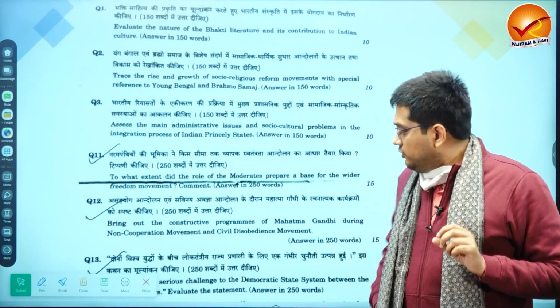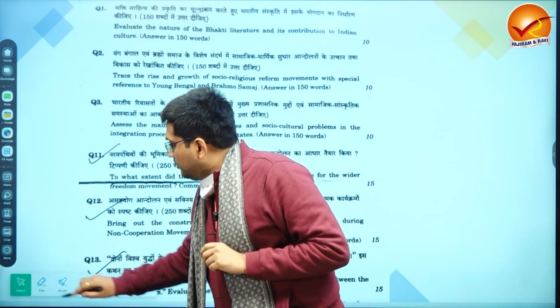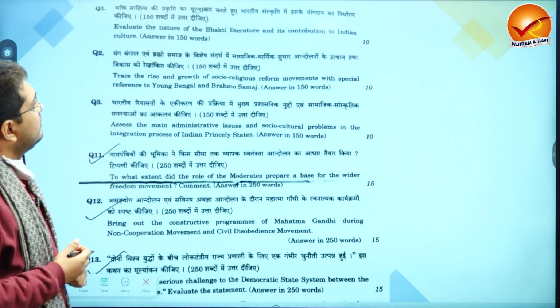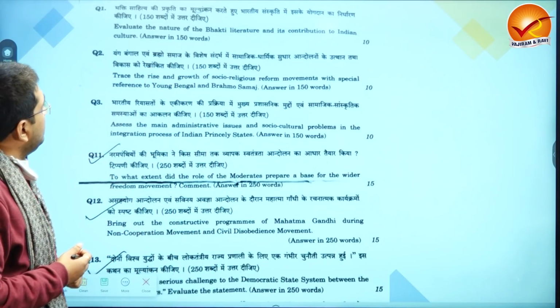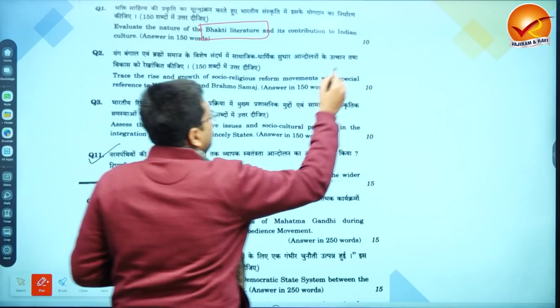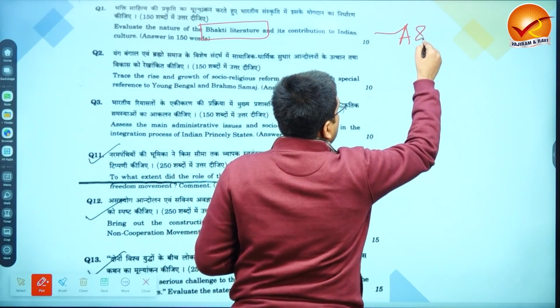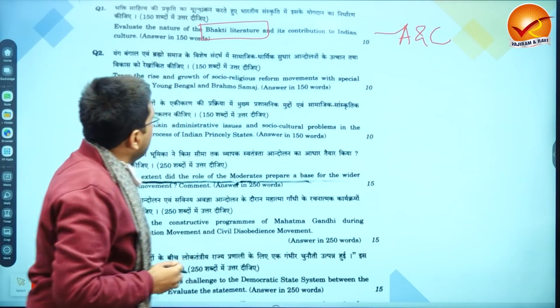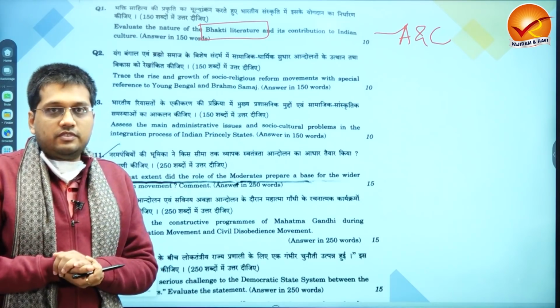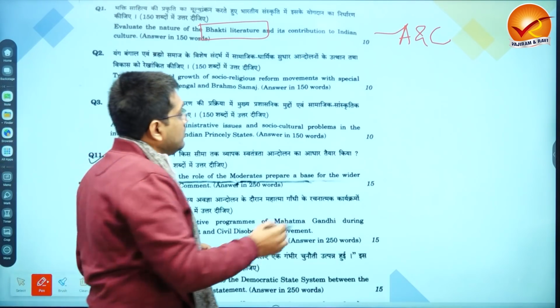Of these 6 questions, question number 1 is about art and culture. It's about evaluating the nature of Bhakti literature and its contribution to Indian culture. So it's Bhakti literature and its contribution. This is about art and culture. The second question is about the socio-religious reform movements in the initial stages. So that is about modern India.